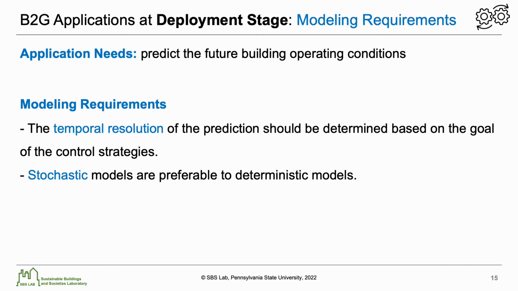Second, stochastic models are preferable to deterministic models. There are always uncertainties in the driving force of building thermal load. For example, it is well known that the occupant behavior contributes significantly to the uncertainty of building operating conditions. This indicates that a deterministic prediction might be unrealistic. To reduce the deviation of the prediction caused by the stochastic nature, it is preferred to use stochastic models, such as probability-based models.